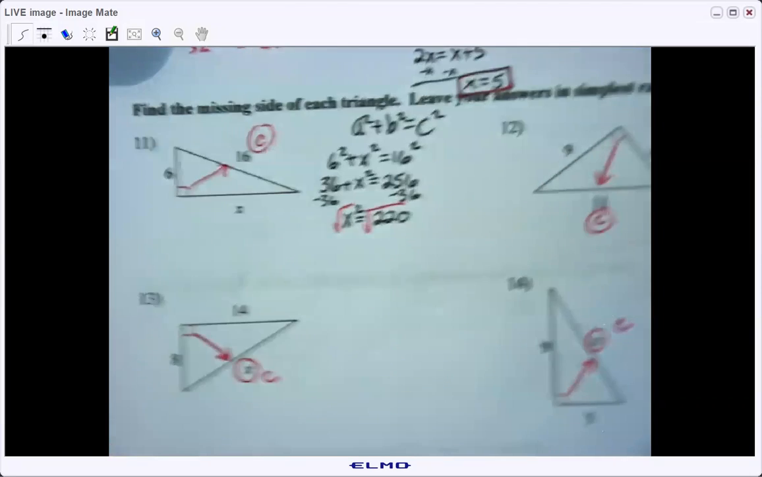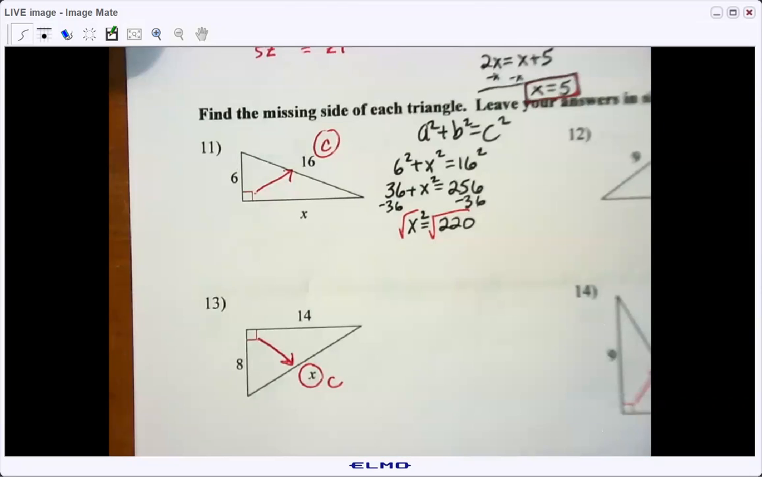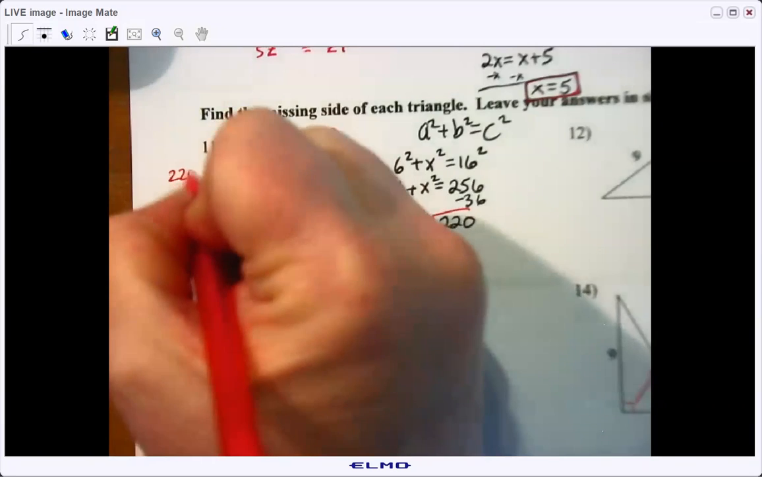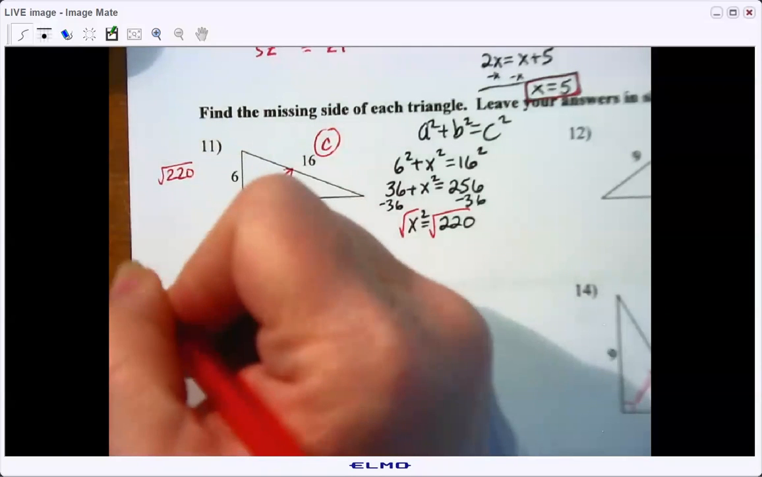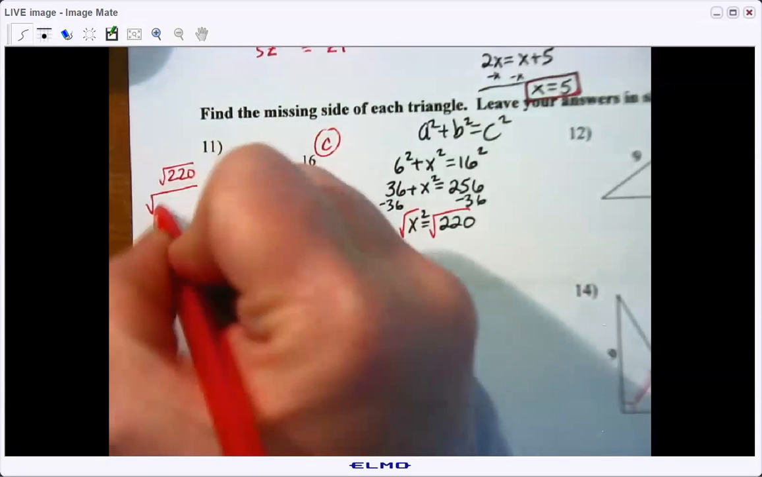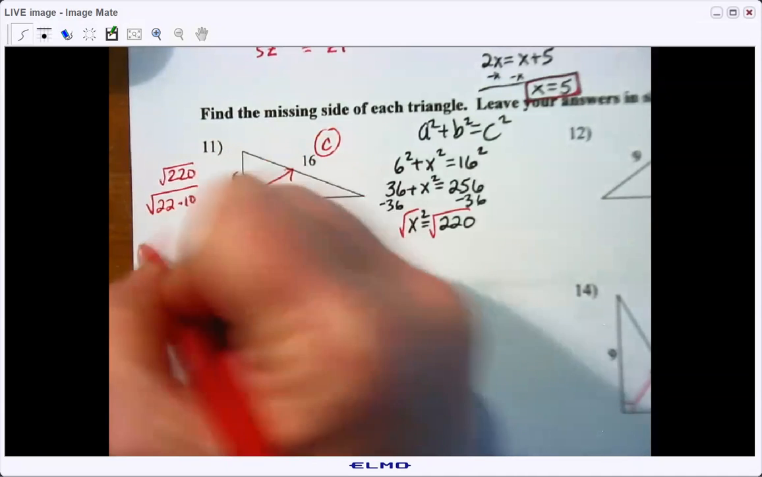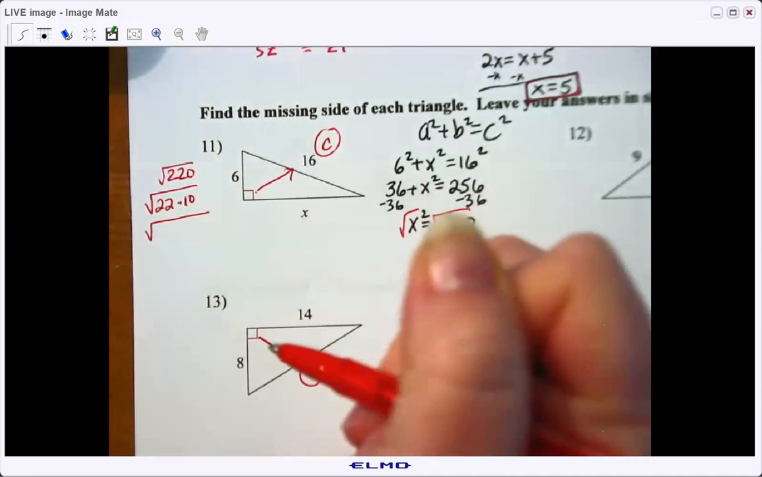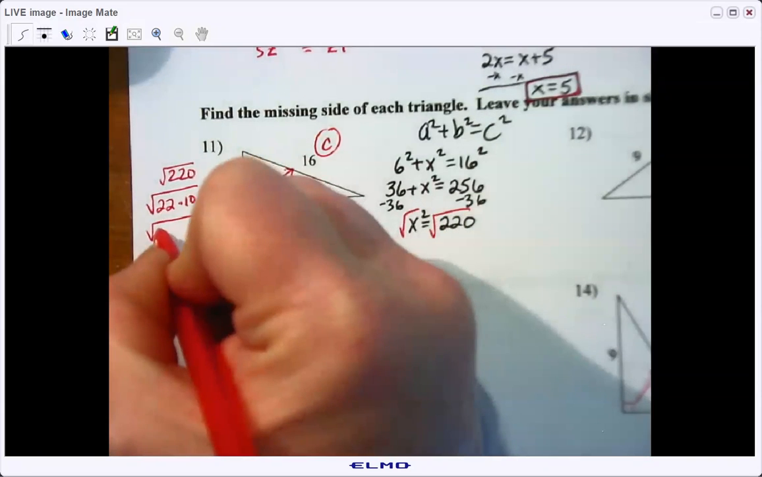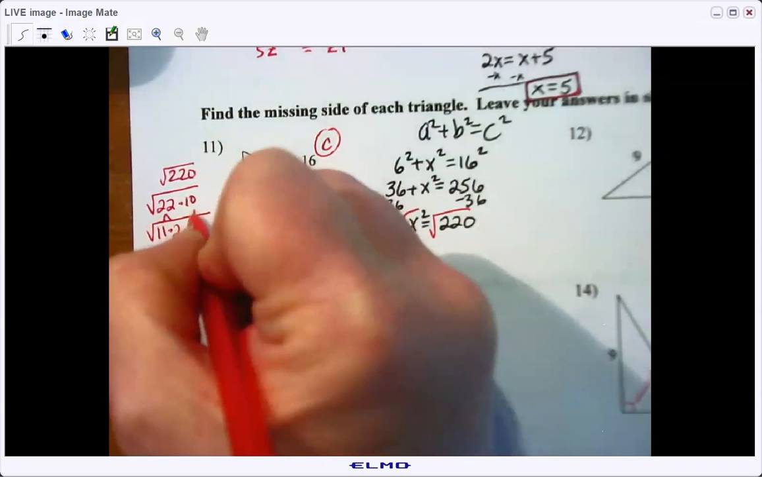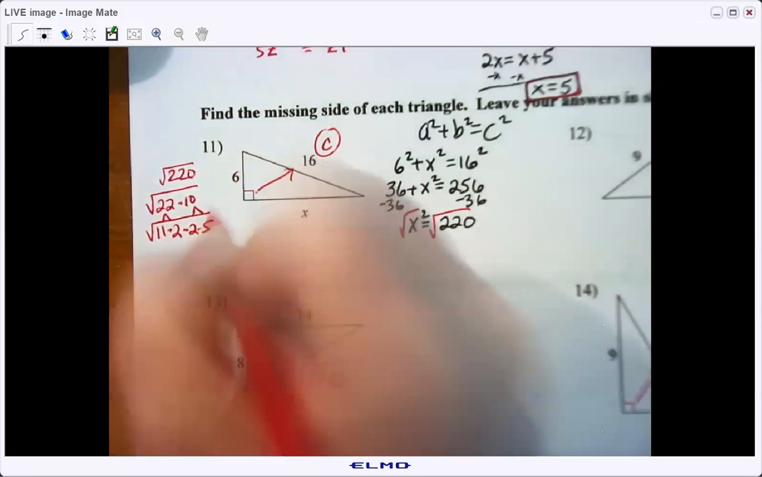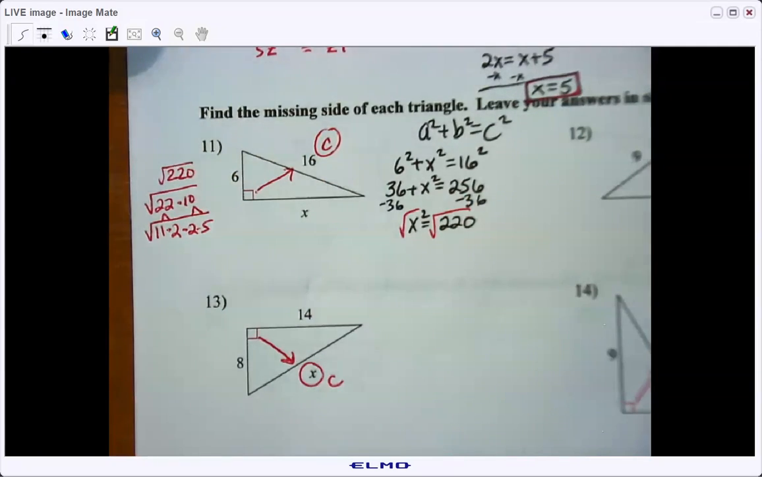And what I'd probably do right here is come over off to the side and break it down. So 220, I see a 10 that goes into it because it ends in a 0. You could have done a 2, you could have done a 5. I'm just going to see a 10. So 22 times 10. 22 is 2 times 11. And then 10 is 2 times 5. So you can break it down however you see it.